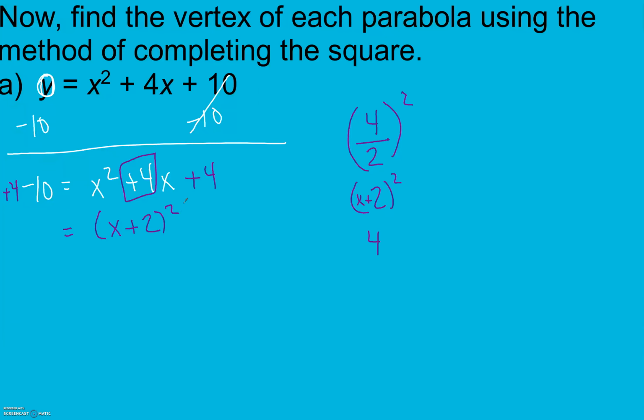Okay, it's just like when we factored last chapter, x squared plus 4x plus 4. We factored that into x plus 2 squared. On the left side, plus 4 minus 10 gives me negative 6. Now, instead of solving this completely, guys, we're just putting it in vertex form. So I'm going to move my 6 to the other side.